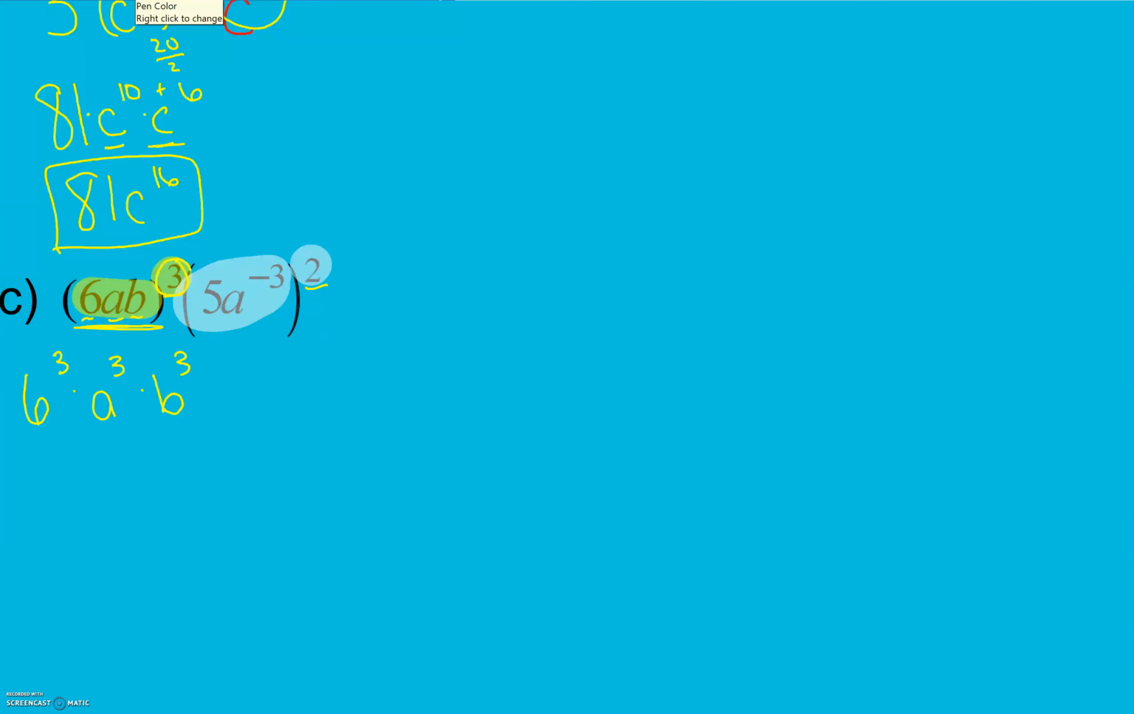I'm going to do the same thing in my second product here. So I'm going to take 5 and a to the negative third and take them both to the 2nd power. I'm going to simplify what I can. 6 cubed is 216.